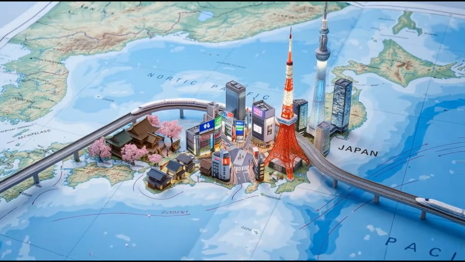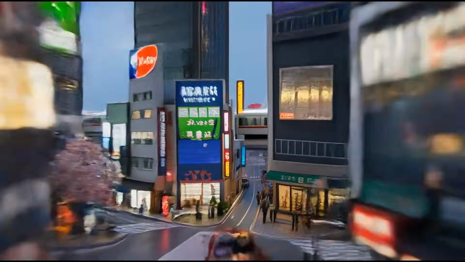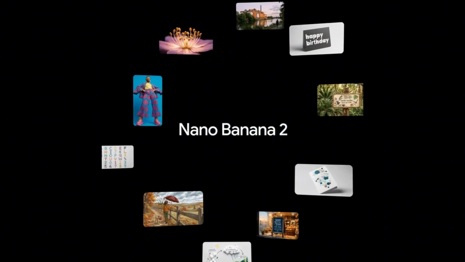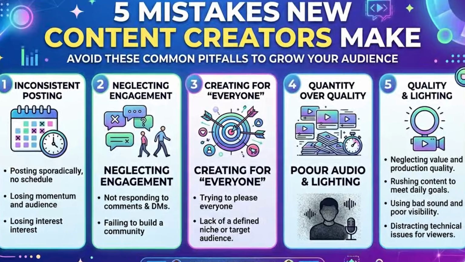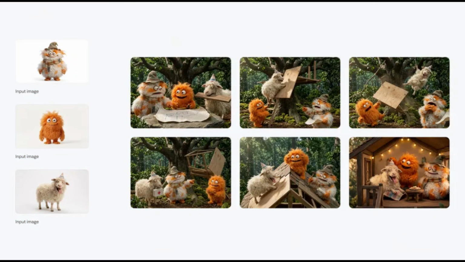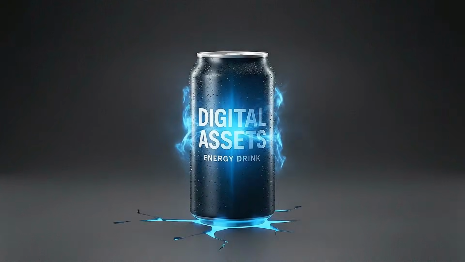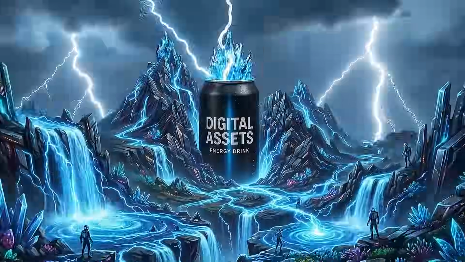AI image generation just entered a completely different era. Nano Banana 2 can now understand real locations, generate perfect typography, and create production-ready visuals in seconds. Let me show you the craziest things you can do with it.